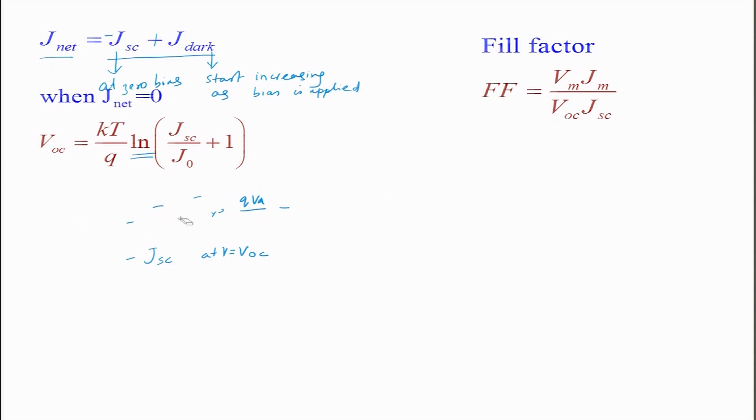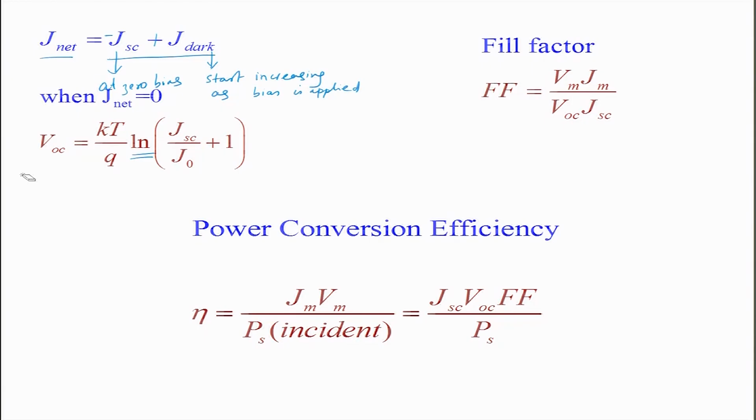And last but not the least, we will look at the power conversion efficiency. So, this power conversion efficiency is eta, which is Jm Vm divided by P incident. So, the maximum power that you can extract, or maximum energy that you can extract from a solar cell, divided by the incident energy, or incident power. So, power extracted divided by power incident will give you the power conversion efficiency, which is nothing but JSC into VOC into fill factor divided by PS, which is the incident power.